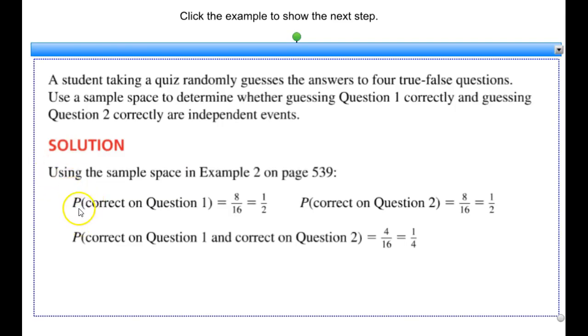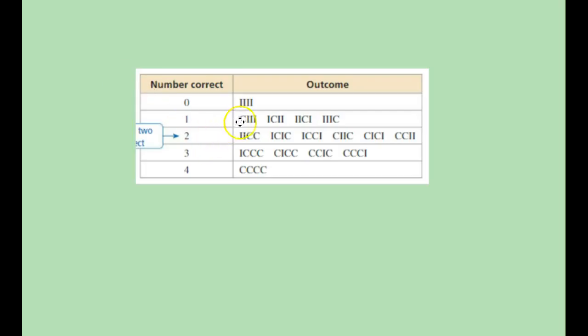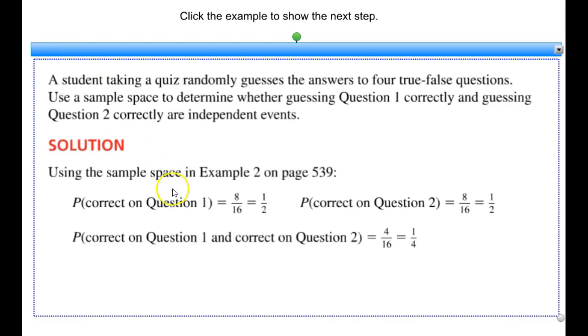So I want to look at the probability that I was correct on question 1. I can look and count how many times in this sample space I was correct in problem 1. So here's 1, here's 1, here's 1, here's 1, right? And I can continue and just count the number of times I was correct in question 1, which was 8 out of my 16 possibilities.